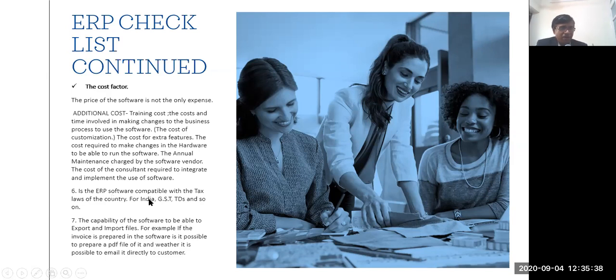The ERP software should be compatible with the tax law of the country. In India, we have GST, tax deducted at source, and so on, for contract tax.